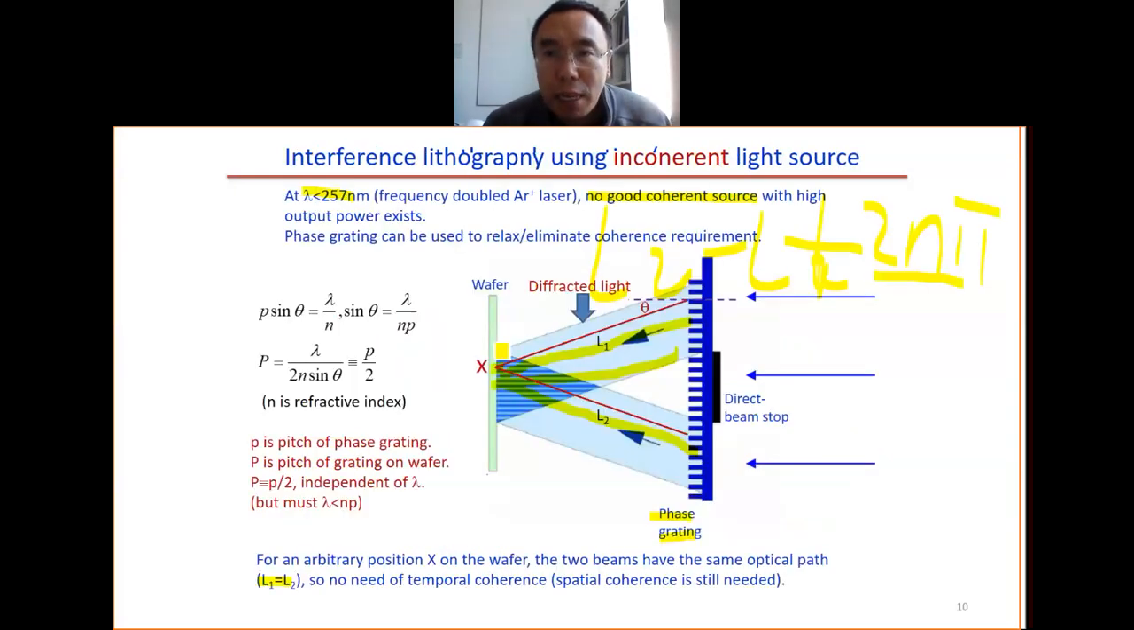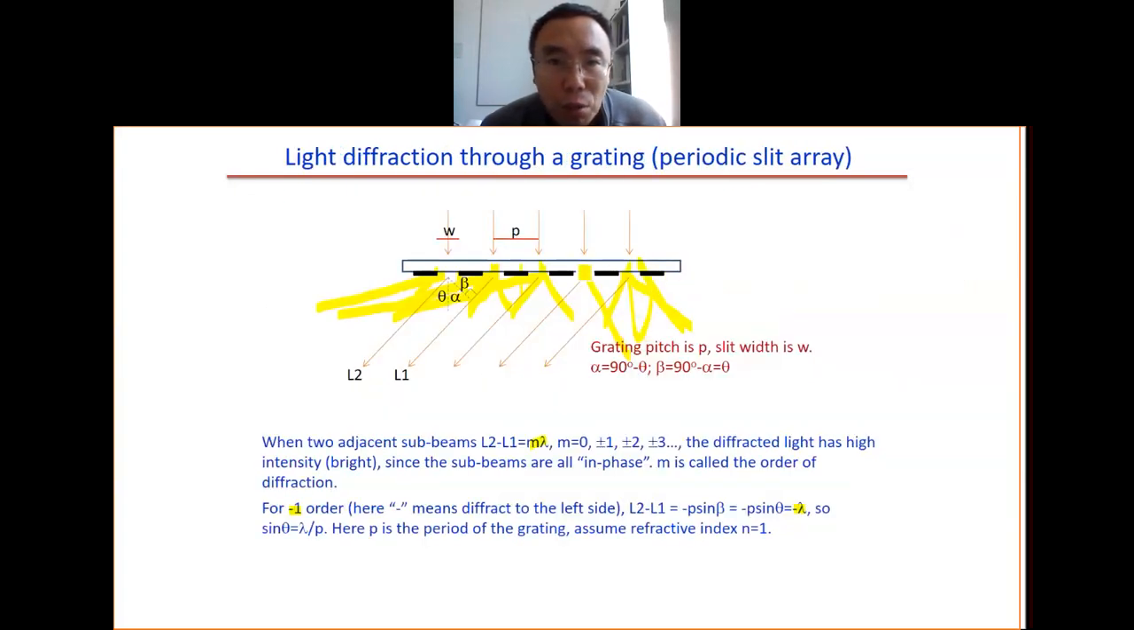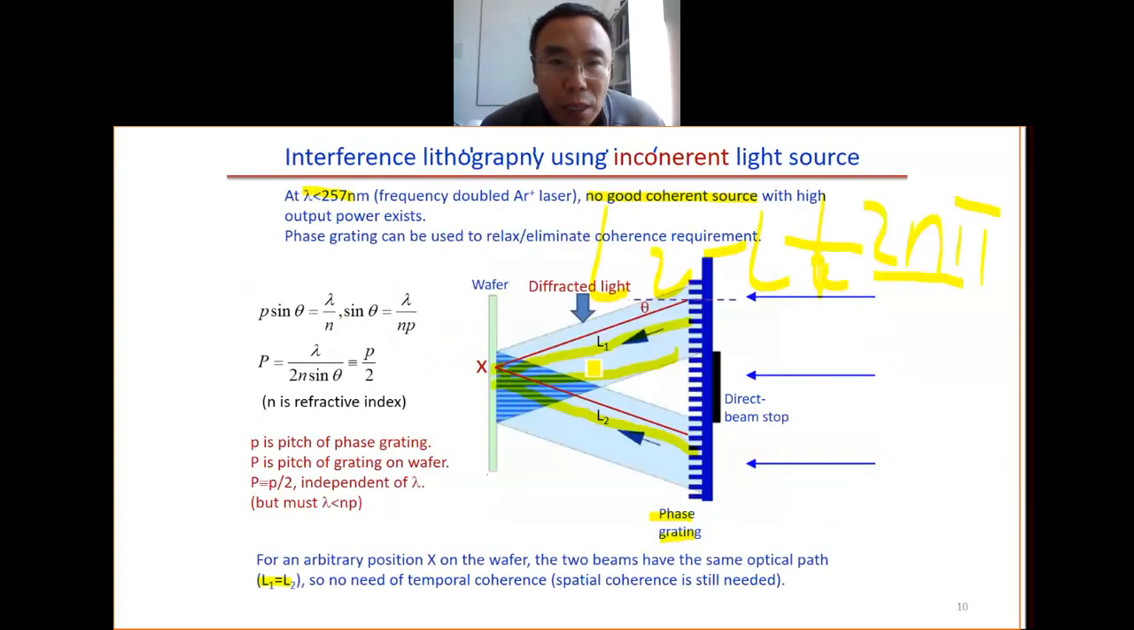That's why I said the optical path difference at any spot here, from here to here and from here to here, has the 2nπ, where n is the number of grating lengths.